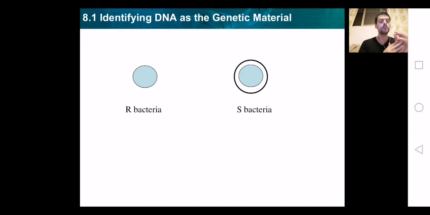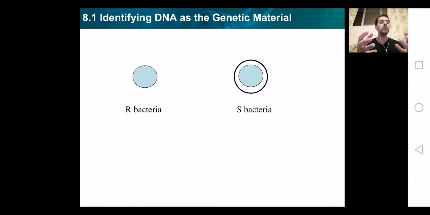Okay. Now this bacteria has two forms. The first form is R bacteria. The second form is S bacteria. Now, if you compare both of those bacteria, you're gonna notice that the S bacteria has what? The S bacteria has a carbohydrate shell. Okay. A carbohydrate cover, compared with the R bacteria that does not have this kind of cover.